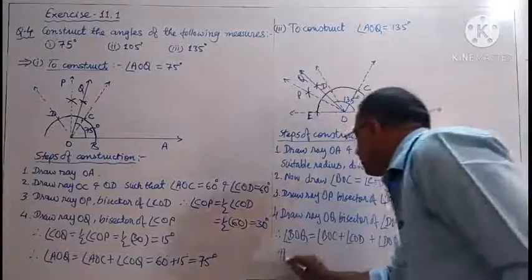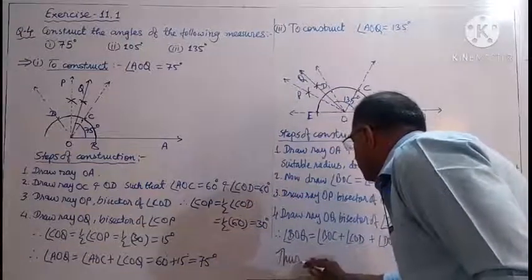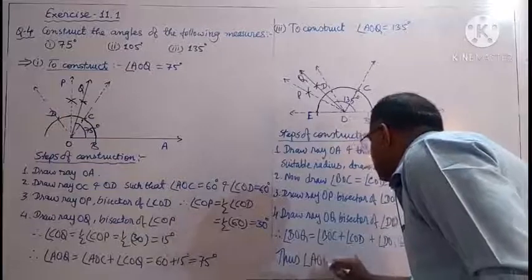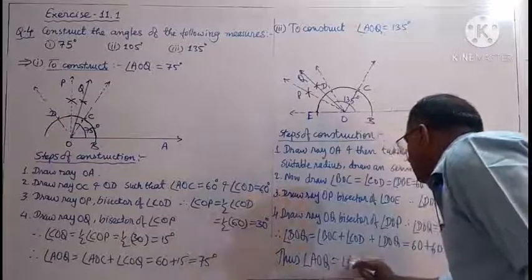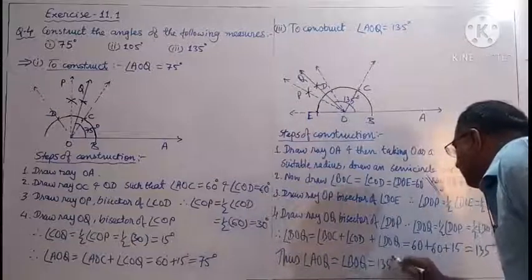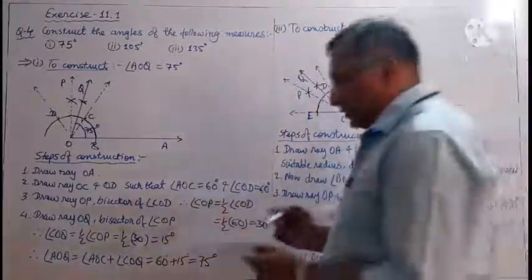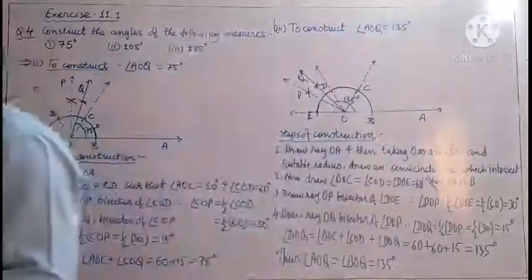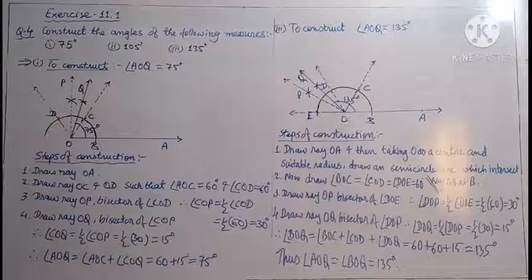Thus angle AOQ, that is angle BOQ, equal to 135 degrees is constructed. So this way we can construct the angles of various measures which are multiples of 15.